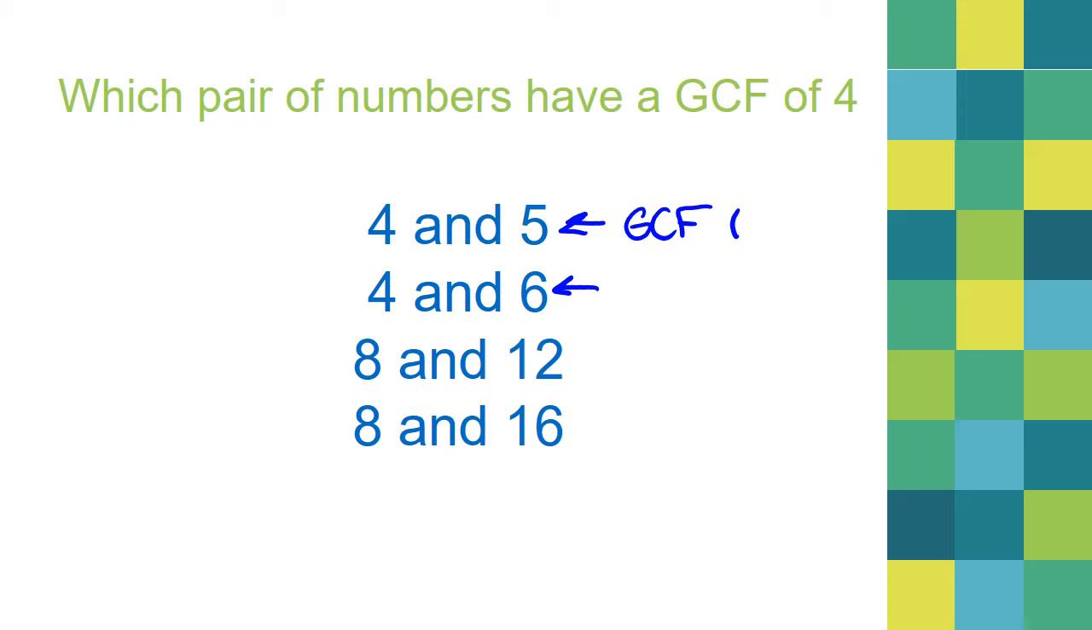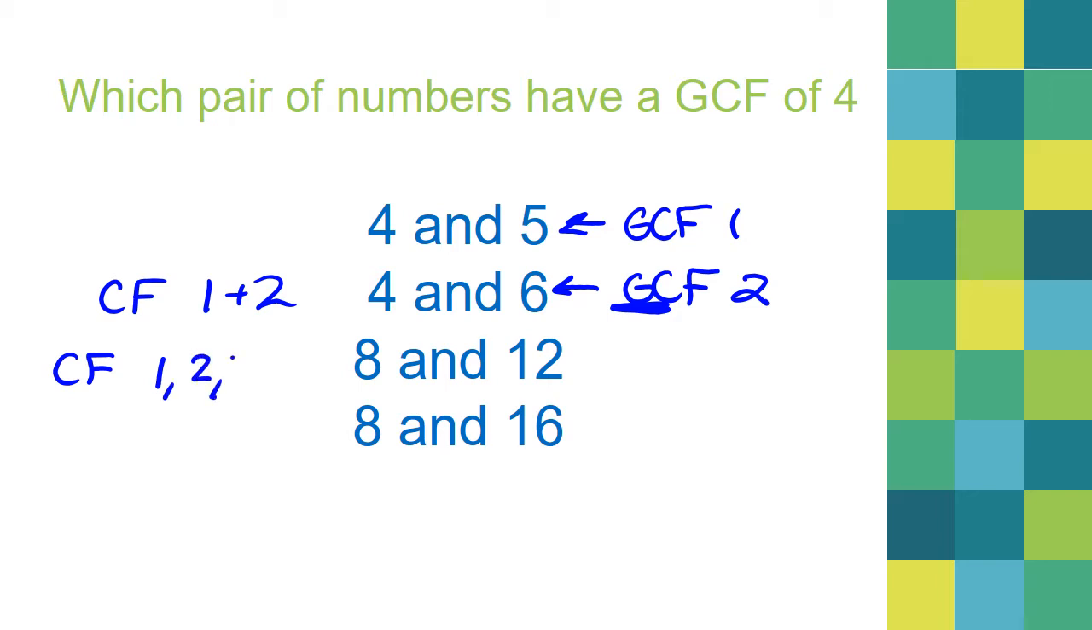4 and 6 have a GCF of 2. Now careful, they have a common factor of 1 and 2, but the greatest common factor is 2. So let's do that. Common factors of 8 and 12. Well, 1 goes in, 2 goes in, 4 goes in. Those are the only numbers. So the GCF, greatest common factor, here is the largest one, which is 4.